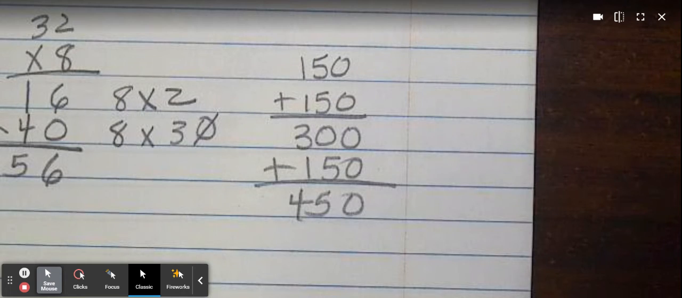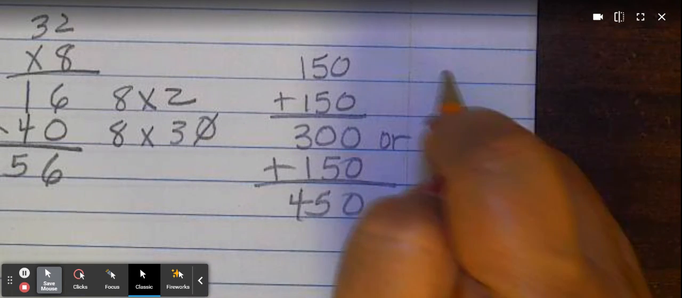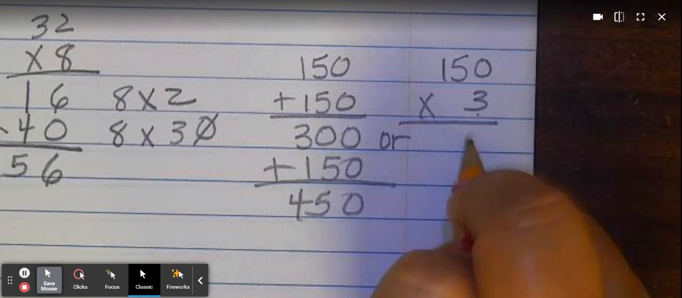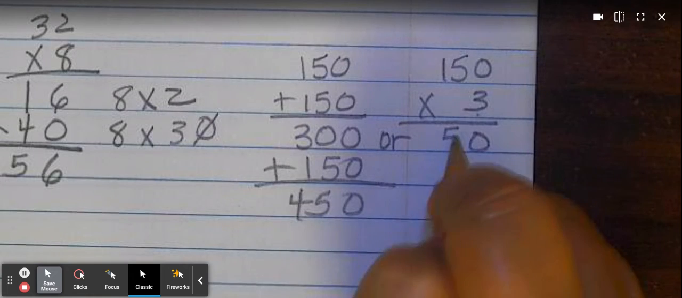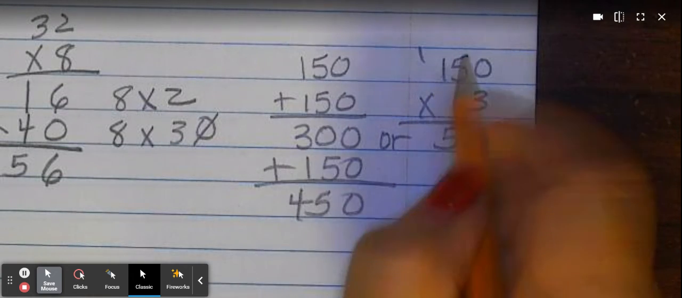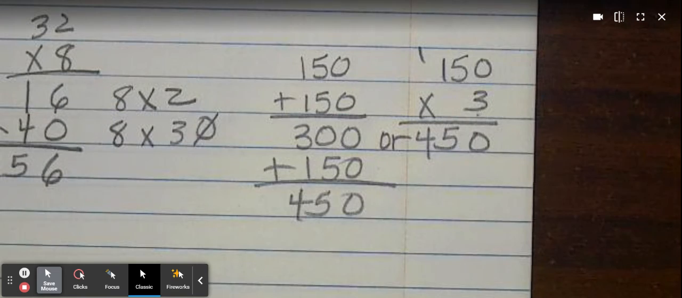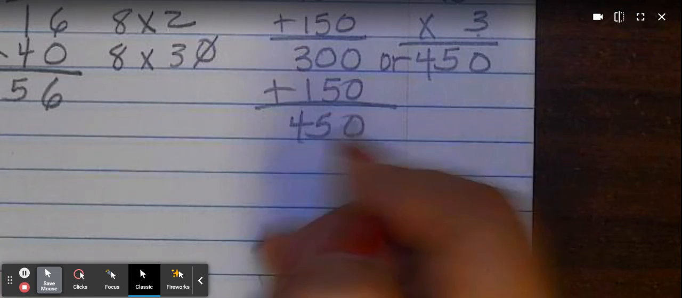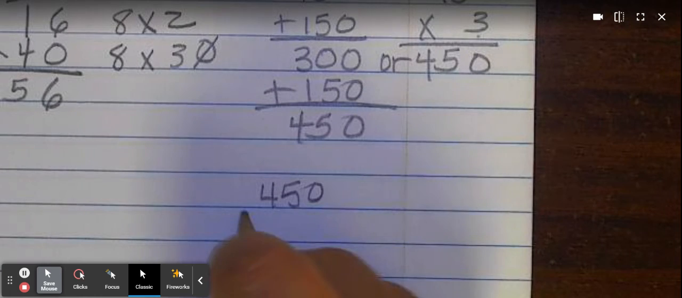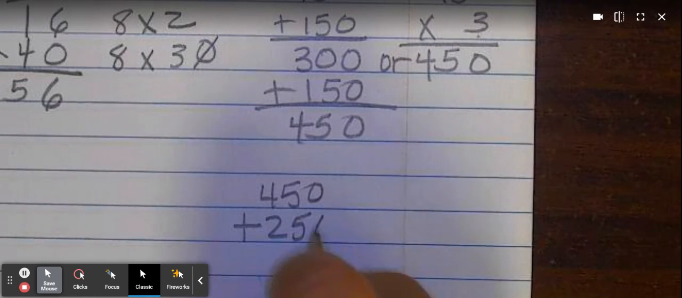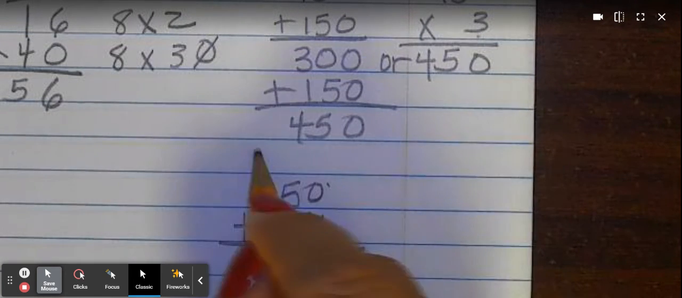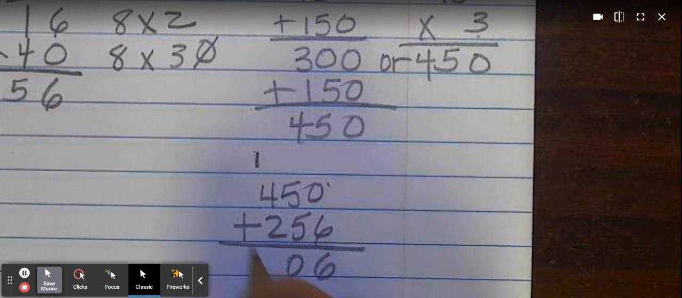So this is one way of doing it. Or you had 150 times 3. 3 times 0 equals 0. 3 times 5 is 15. Regroup. 3 times 1 is 3 plus 1 equals 4. So you can see that there's different ways of doing that. Now I'm going to add these two. So now I have 450 plus 256. 6 plus 0 equals 6. 5 plus 5 equals 10. Regroup. 4, 5, 6, 7.